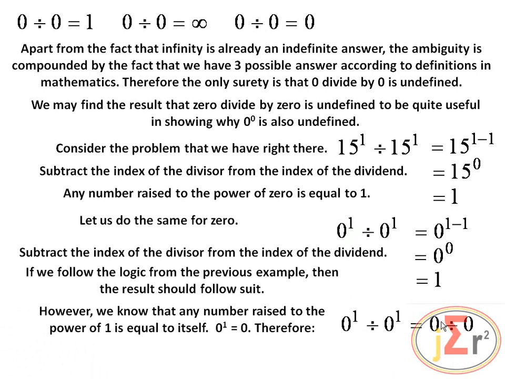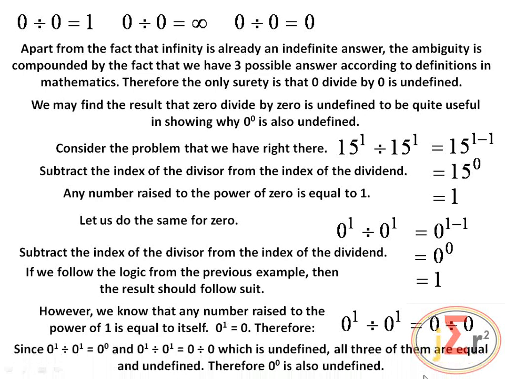So that turns out to actually be 0 divided by 0. So 0 raised to the power of 1 divided by 0 raised to the power of 1, if we follow the logic from right here, should be equal to 1. However, any number raised to the power of 1 is equal to itself. So 0 to the power of 1 divided by 0 to the power of 1 will be 0 divided by 0.